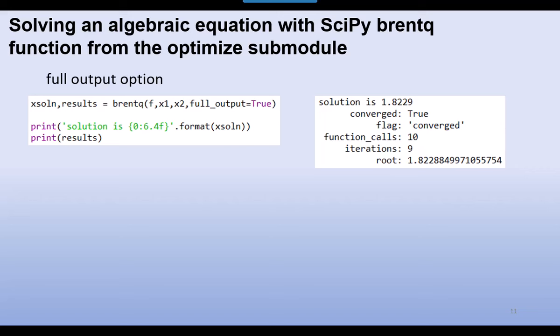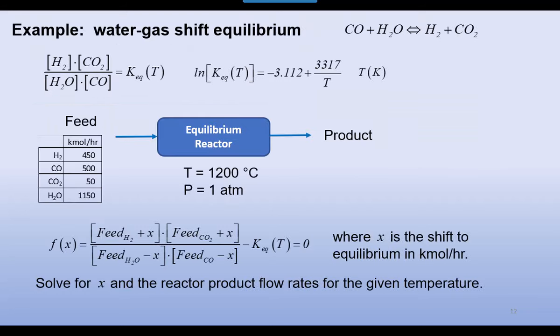That shows you a couple of ways to approach things with bracketing methods or with the hybrid brentq method. Now we're going to go on and look at a specific chemical engineering example, and it's described in this slide here.